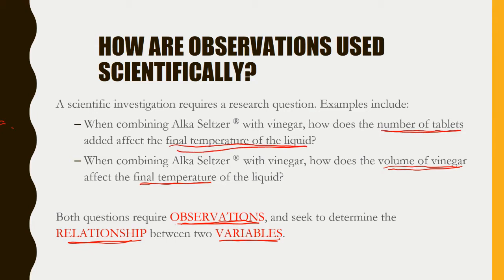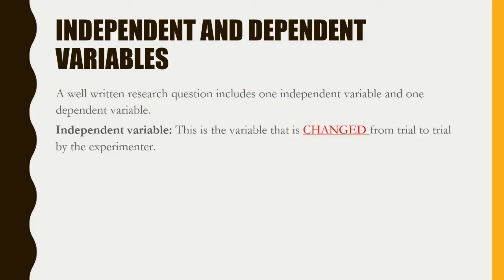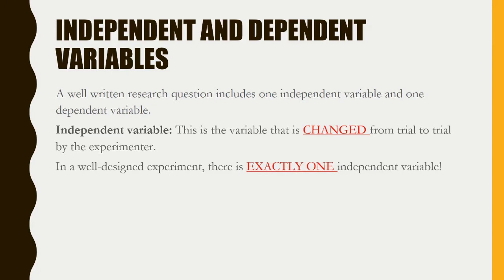With this idea, let's dive deeper into independent versus dependent variables. A well-written research question includes only one independent variable and one dependent variable. Let's start off with the independent variable. The independent variable is the variable that's changed from trial to trial by the experimenter. Meaning, if you're running the experiment, you're going to be the one changing this thing. In a well-designed experiment, there is only one independent variable, meaning you only have to look at the effect on one thing at a time.